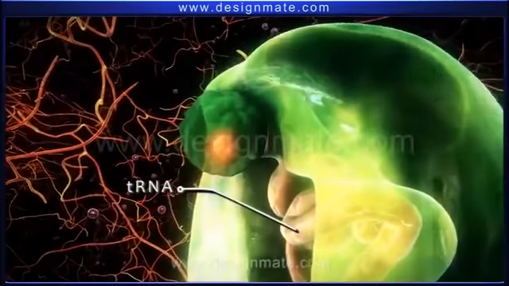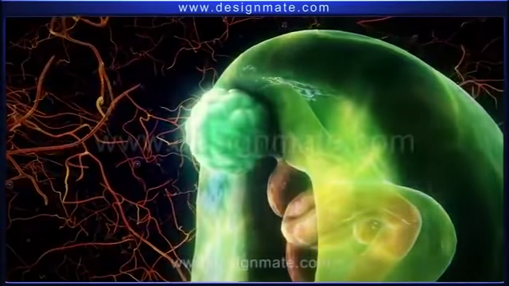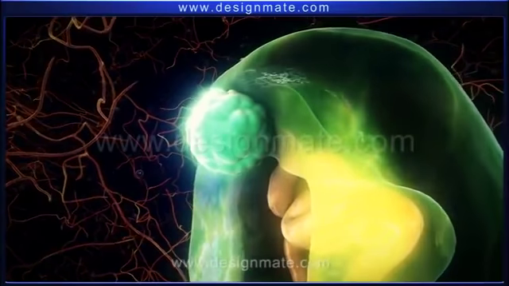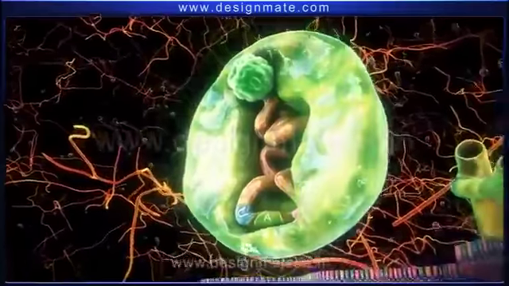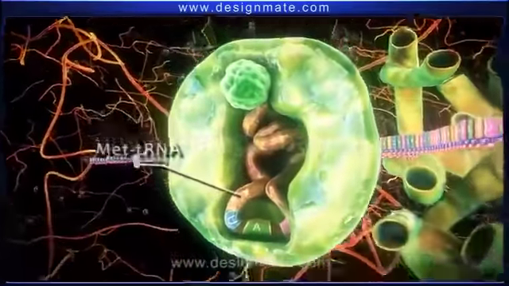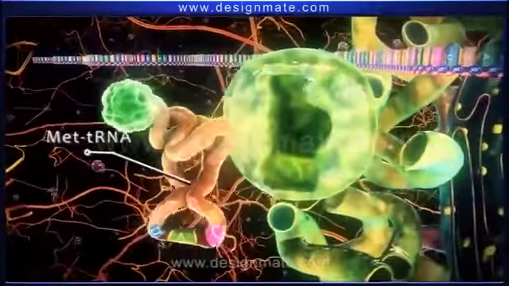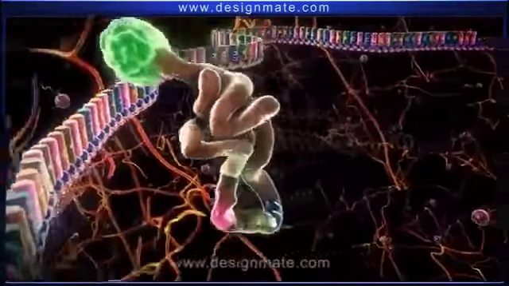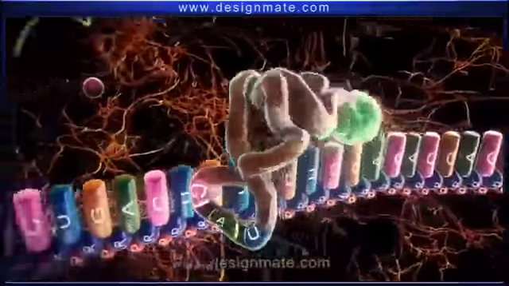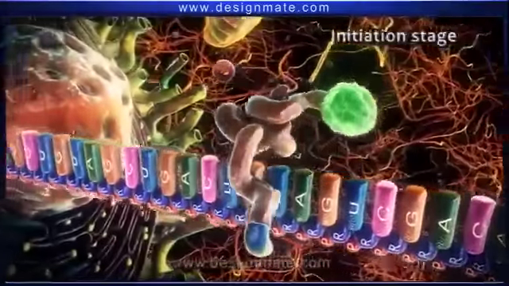Finally, the tRNA and the activated amino acid bind together. This amino-acylated tRNA is known as met-tRNA and is released from the enzyme. This marks the commencement of first stage of protein synthesis, the initiation stage.